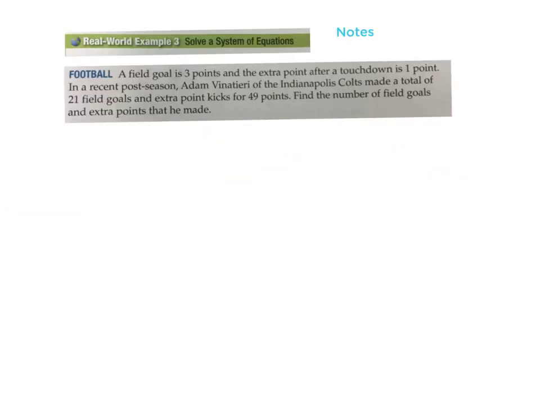In this particular problem, we're going to create two equations like we've done before. We have a field goal that is worth 3 points, and an extra point on a touchdown that is worth 1 point. We have a situation where we have 21 total field goals and extra points, for a total of 49 points. So if I make field goals F and extra points E, I add them together, I have 21.